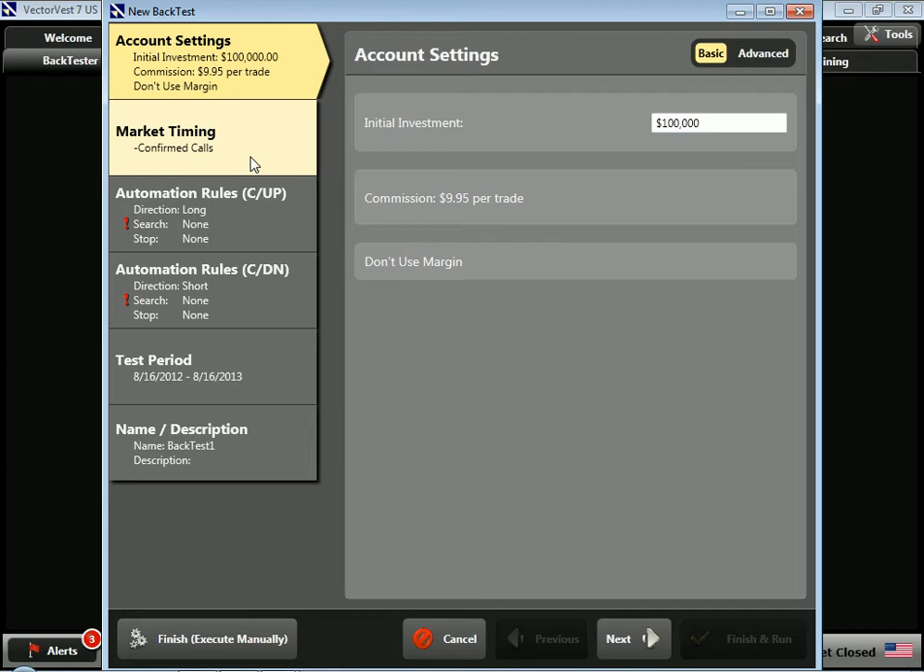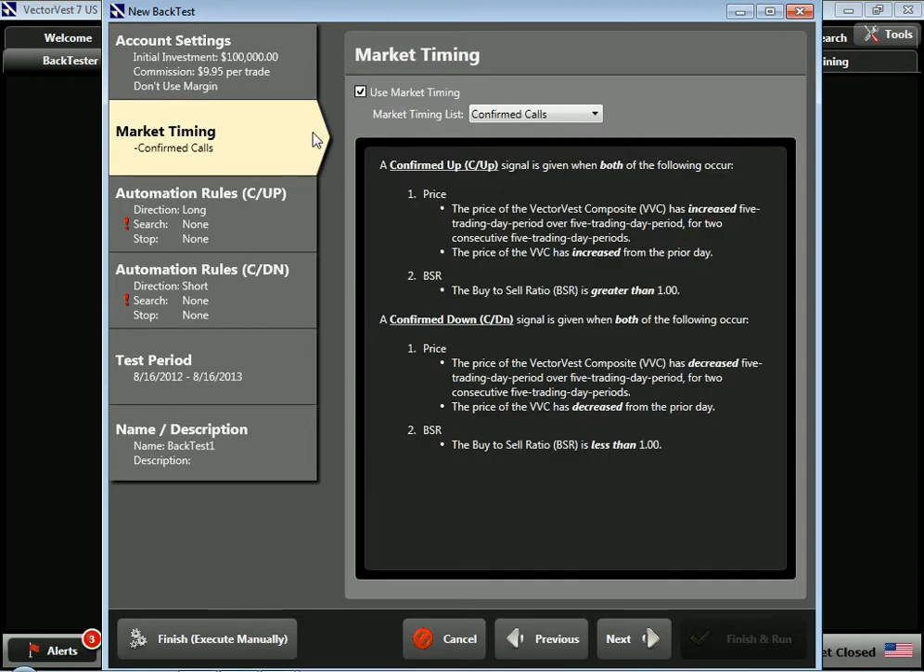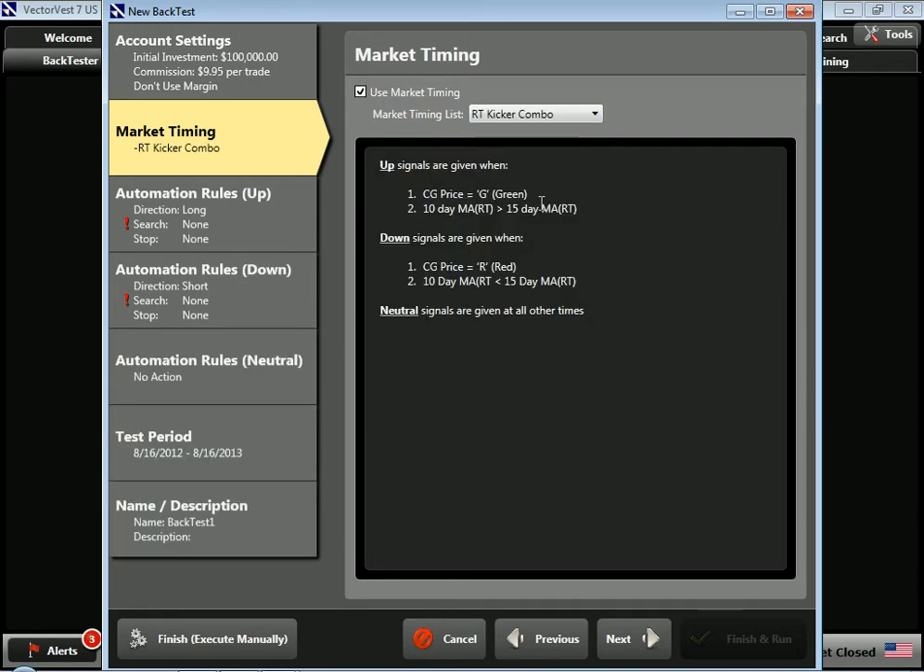With that being said, I'm going to click on that tab, which will take me over to the market timing wizard, and we're going to change from the confirmed calls to the RT Kicker combo. The RT Kicker combo has 3 signals that it generates. An up signal is given when a green light is confirmed in the color guard with the RT moving average. The down signal is given when a red light is confirmed by the RT moving average. And a neutral signal is given any other time.